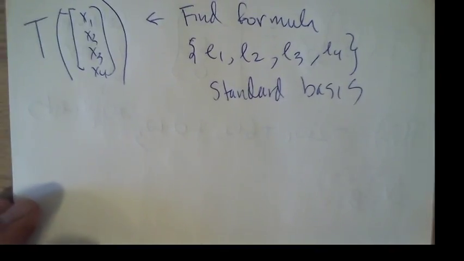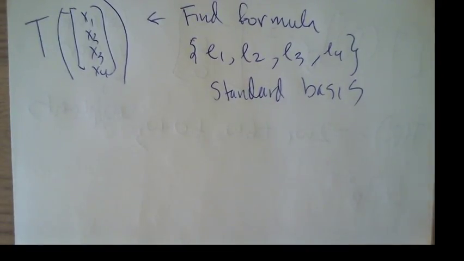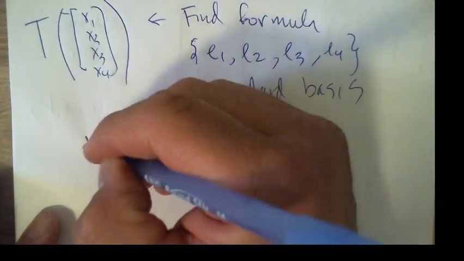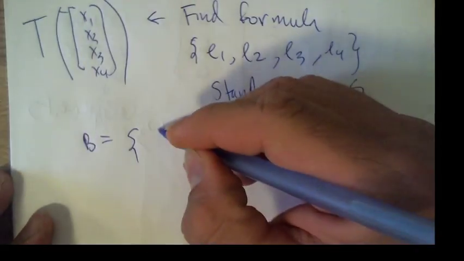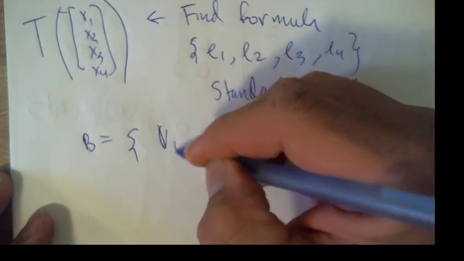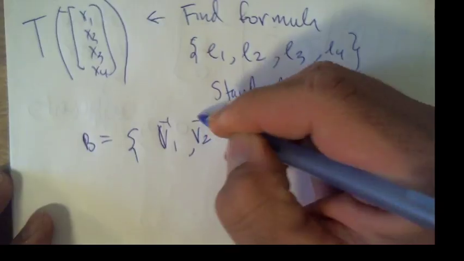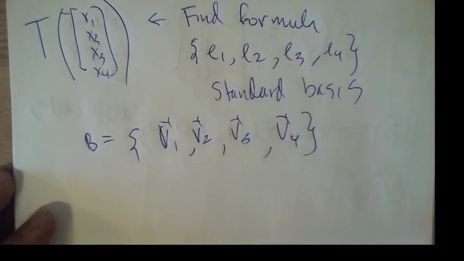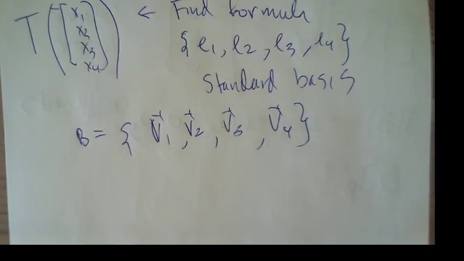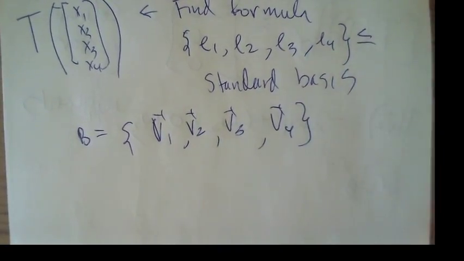Okay, so then from here, we look at our domain basis, the basis for R4. We have V1, V2, V3, and V4. And then here we have our standard basis.